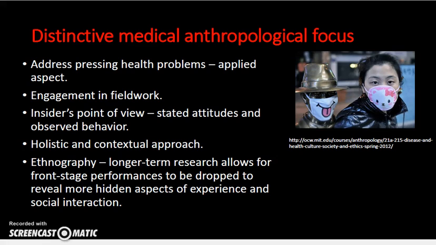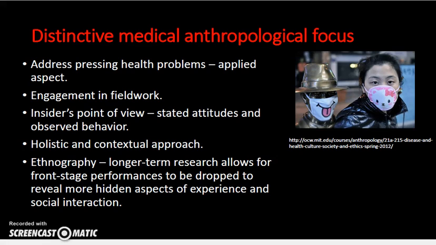58 to 61. So looking at medical anthropology in focus, some of the things that are looked at is addressing pressing health problems. This is the applied aspect of medical anthropology. Engagement in fieldwork over long periods of time. One of the key aspects is to look at the insider's point of view. These are stated attitudes as well as observed behavior. And this comes over time through long-term work.